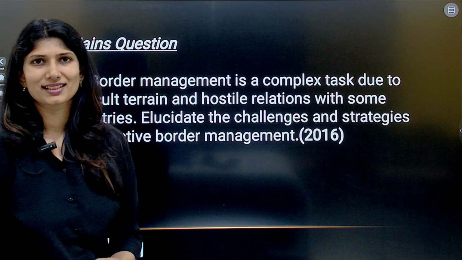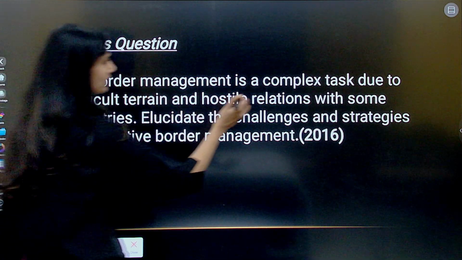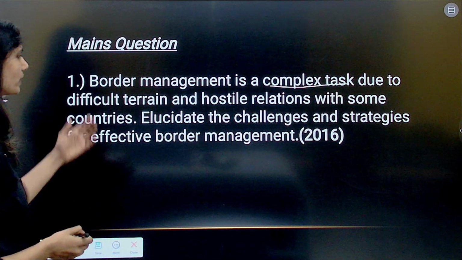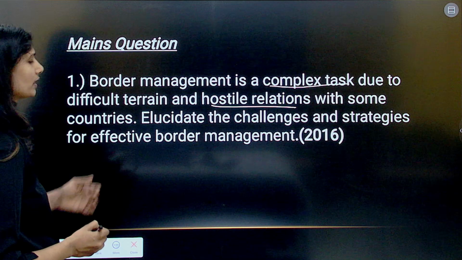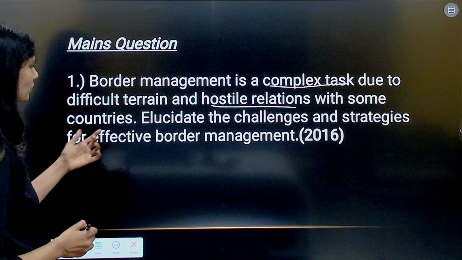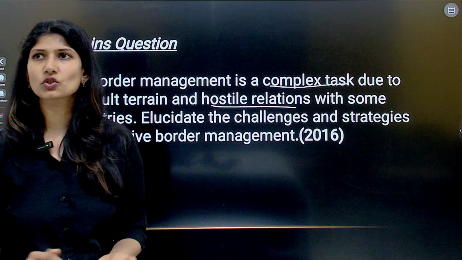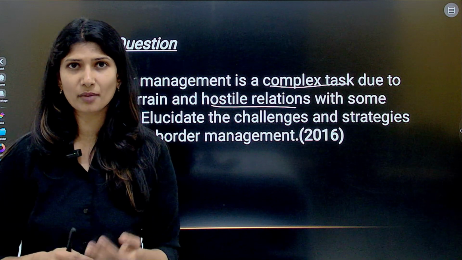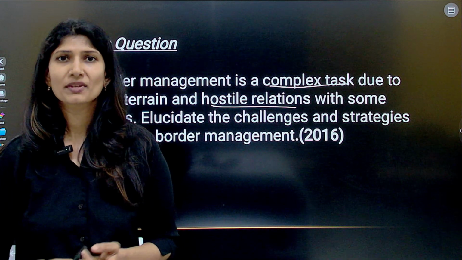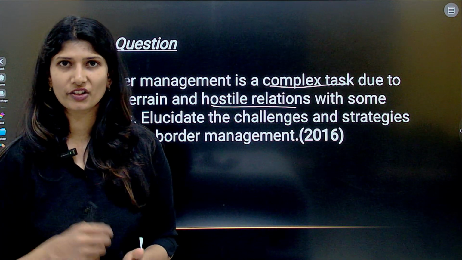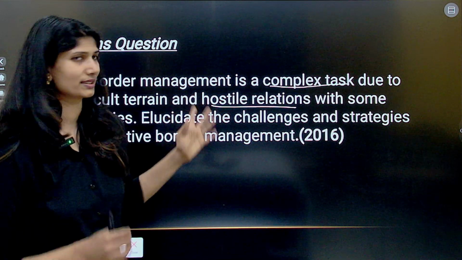Next, let's look at a mains question. This was a 2016 mains question. Border management is a complex task due to difficult terrain and hostile relations with some countries. Elucidate the challenges and strategies for effective border management. Whenever you give an answer to these questions, make sure you mention examples, for example, India and Myanmar. What are the relationships we are trying to have? For example, the Act East Asia policy. For that, what we have done is the free movement regime. So these kinds of things added in your answer make it a holistic answer.